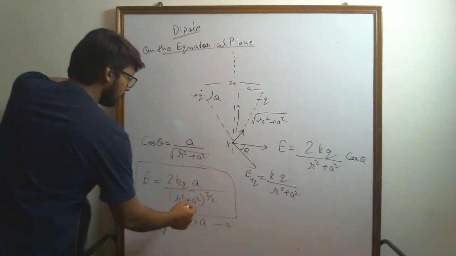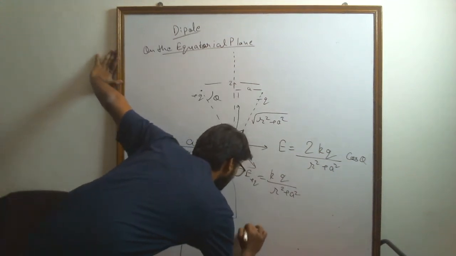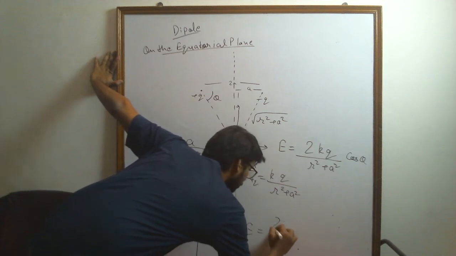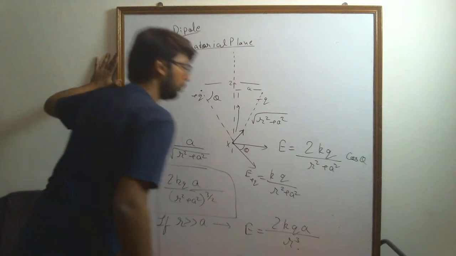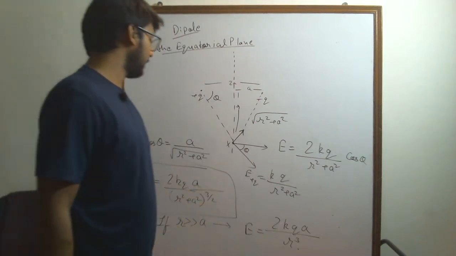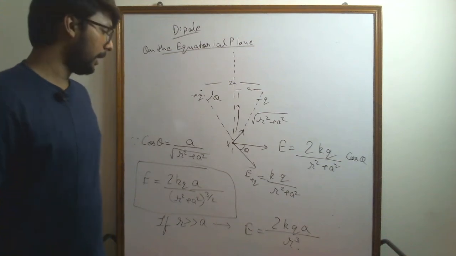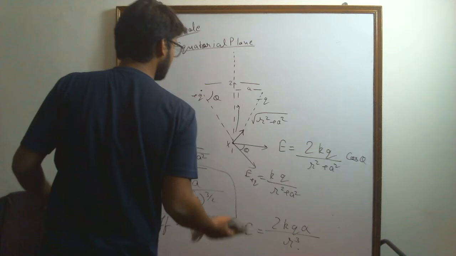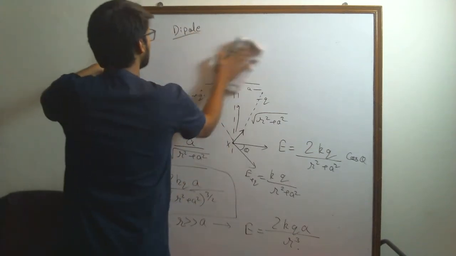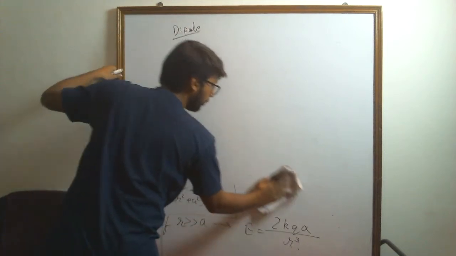So as soon as I do this, this gets cancelled out, this becomes R cube, and I will get my electric field as 2KQA upon R cube. And this becomes my electric field at this point on the equatorial plane, right? Now, both of these are very important to understand and very simple to grasp. But why is this so important?